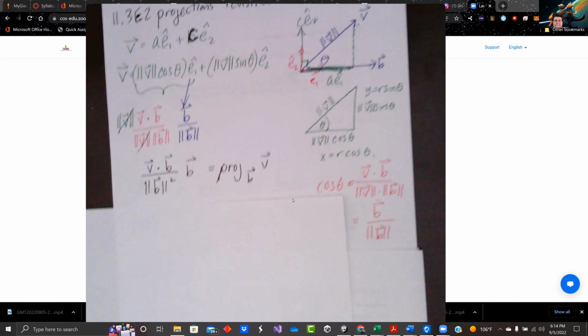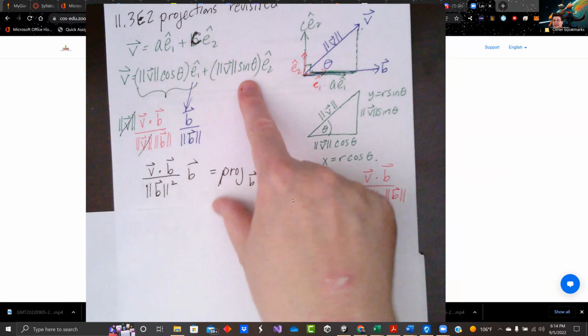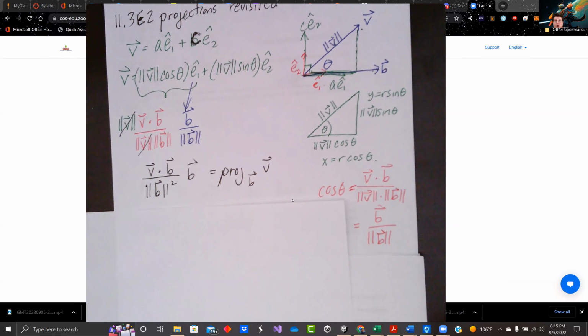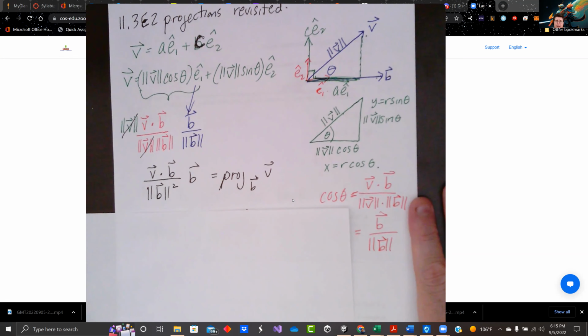Projection of V onto B. We could use magnitude of V sine theta and do something similar with sine theta. We haven't talked about sine theta yet. Sine theta shows up in section 11.4, when we do the cross product, but that's more work than is necessary.